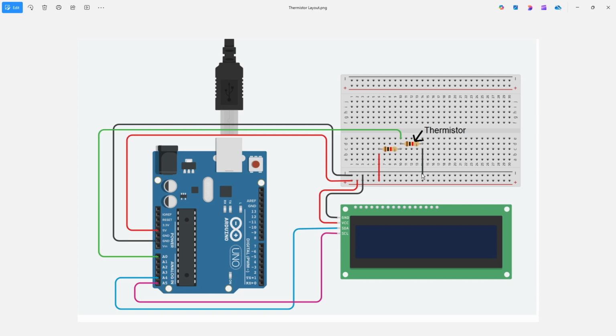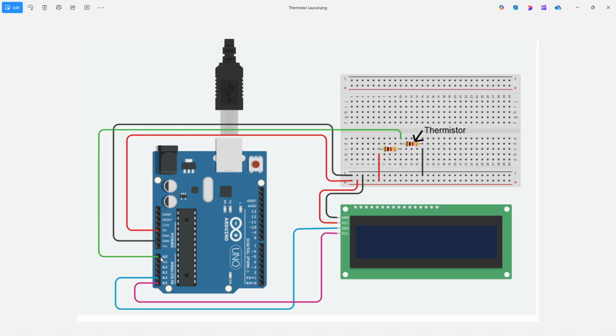I presume that you have watched the video on the load cell, where I described in detail the features of the Arduino Uno board as well as those of the breadboard and the LCD module. So I'm not going to repeat all of this once again. Once we apply 5-volt across this series resistance system, we extract the voltage across the thermistor and connect it to the analog pin A0.